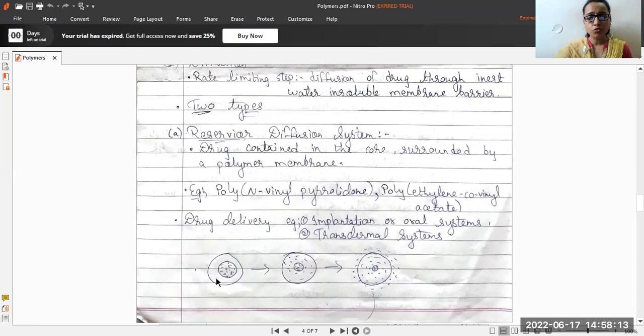Examples of polymers used for this system are poly-N-vinyl pyrrolidine, polyethylene co-vinyl acetate, etc. Drug delivery by this reservoir diffusion system will be helpful in implantable or oral systems and also in transdermal drug delivery systems, which are novel approaches for drug delivery.